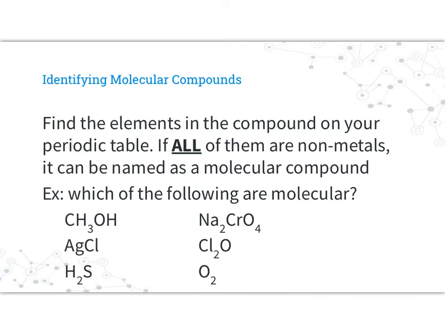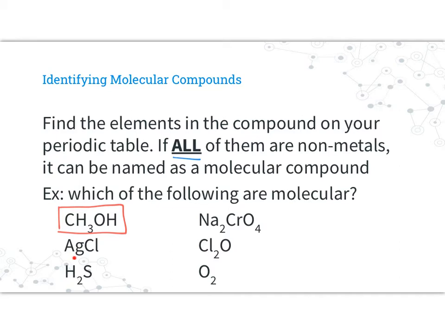Identifying molecular compounds. What we need to do is find the elements in the compound on our periodic table. If all of them are nonmetals, it can be named as a molecular compound. So which of the following are molecular? Looking for carbon, hydrogen, and oxygen on our periodic table, all of them are listed as nonmetals. Therefore, CH3 is molecular.